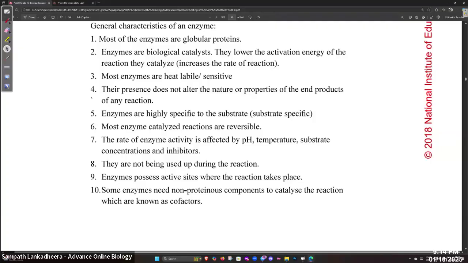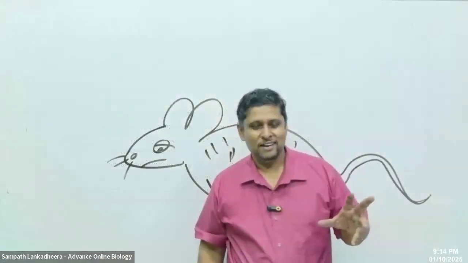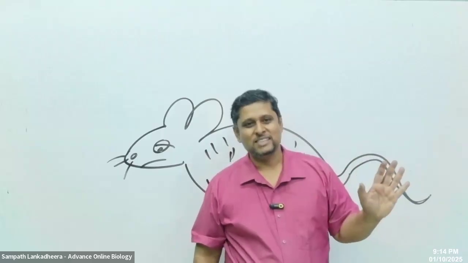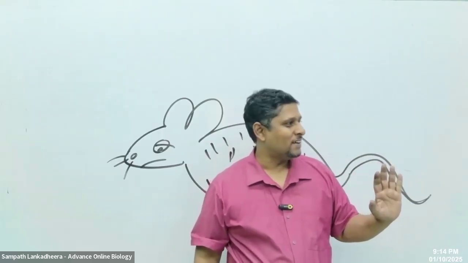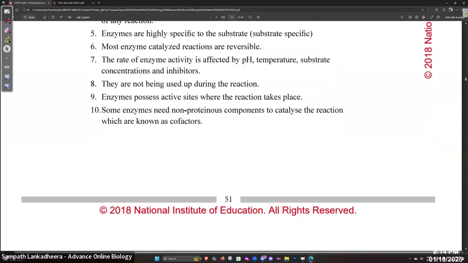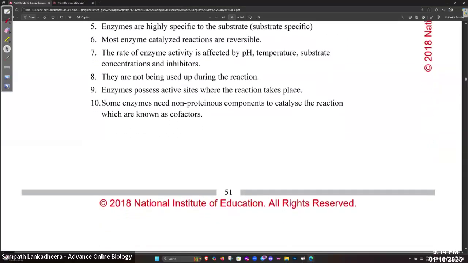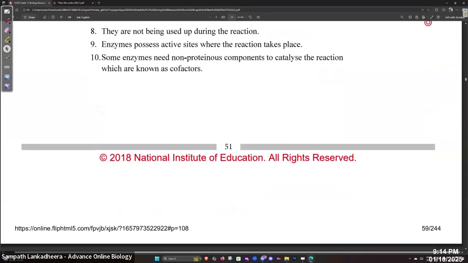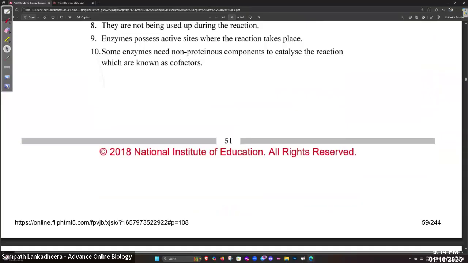Enzymes are biological catalysts. They speed up reactions. Most enzymes are heat labile. Their presence does not alter the nature of the end product, so whether the enzyme is present or not, the same reaction gives the same end product. Enzymes are highly specific to substrate. Most enzyme-catalyzed reactions are reversible. The rate of enzyme activity is affected by pH and temperature. They are not used up during the reaction. Enzymes possess active sites. Some enzymes need non-proteinaceous parts.